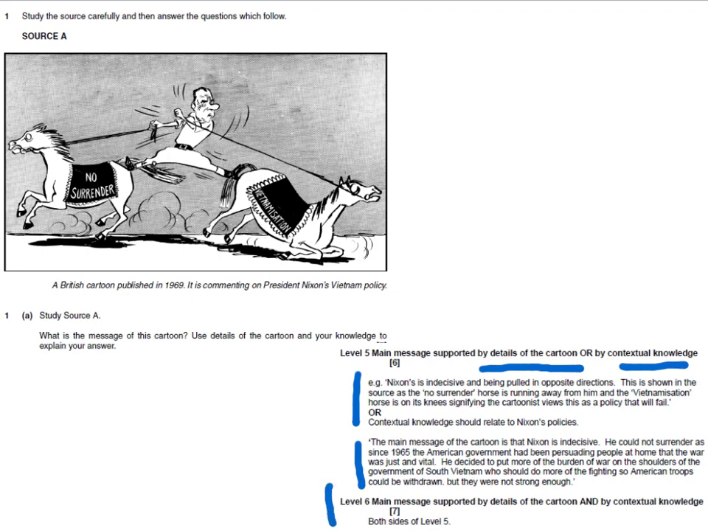What can be difficult sometimes is to work out the details of the source. What is not difficult if you have revised is to get the own knowledge in. So if you know what Vietnamisation is, the idea of giving Vietnam back to the Vietnamese, allowing them to run their own country and continue the war if necessary, is what we're talking about here. Clearly some own knowledge about that, as it says in the mark scheme.